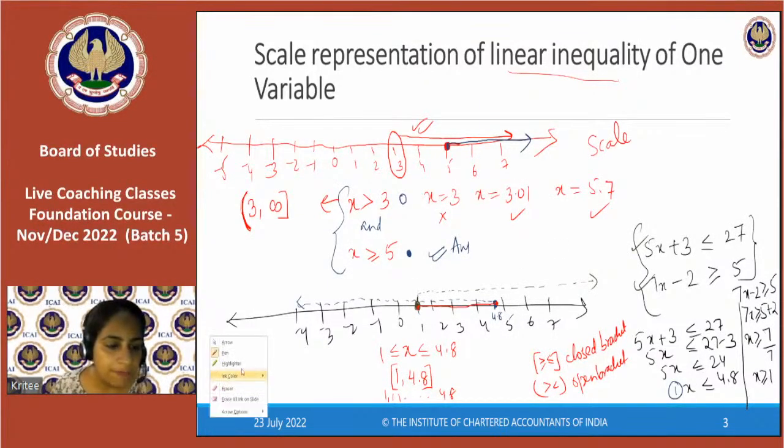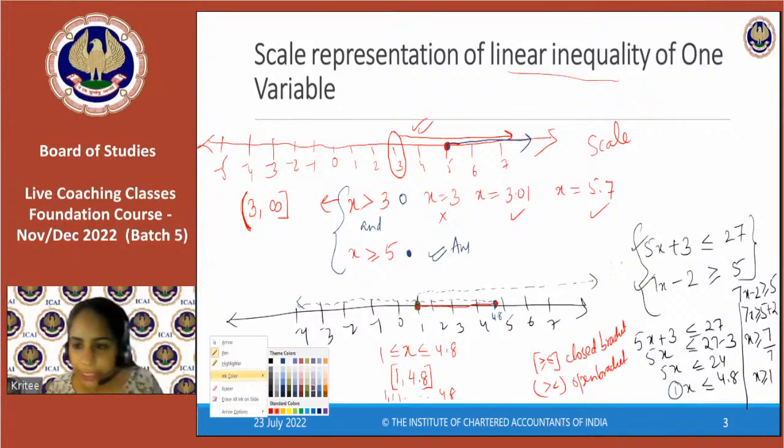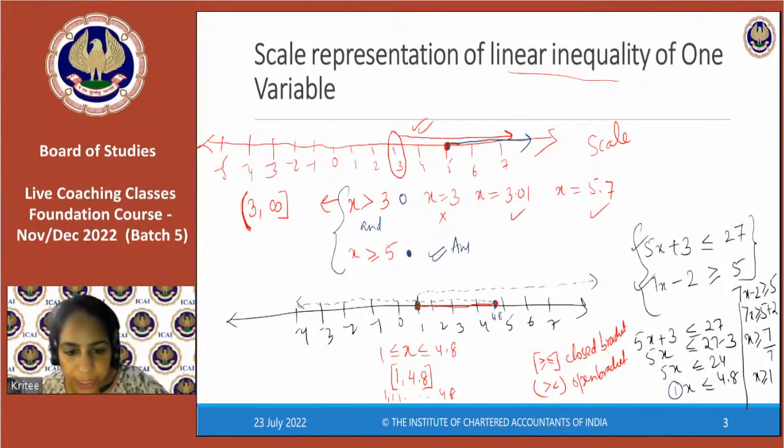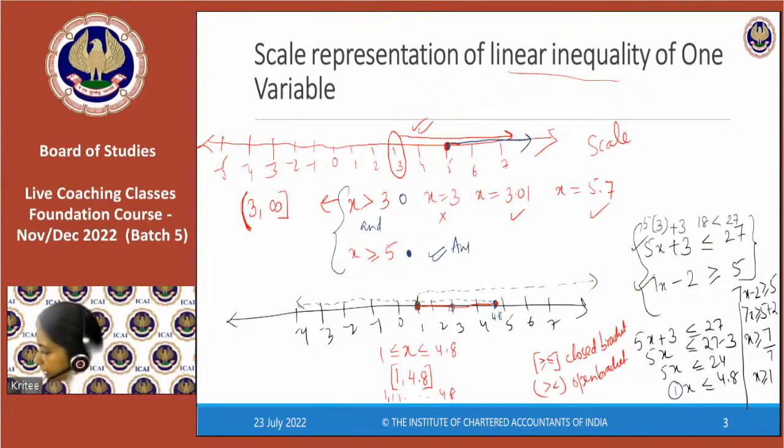Randomly pick up any value from this range. I'll show you all three of them. Okay, let us take 3. In the first equation, if I am putting 5 into 3 plus 3, what does it form? 15 plus 3, 18. Is 18 less than 27? If it is, yes, it is satisfying the condition. This is what I mean by saying satisfying the condition.